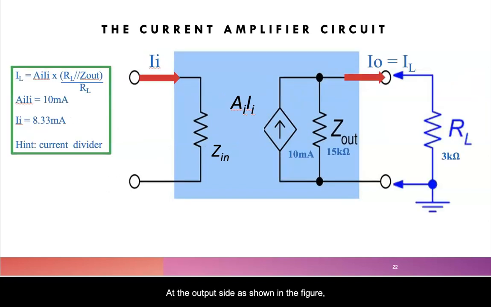At the output side, as shown in the figure, similarly we can find the load current IL, which is equal to Iout, by using the current divider. IL is equal to 8.33 mA, which is less than the current control source inside the amplifier, which is equal to 10 mA.